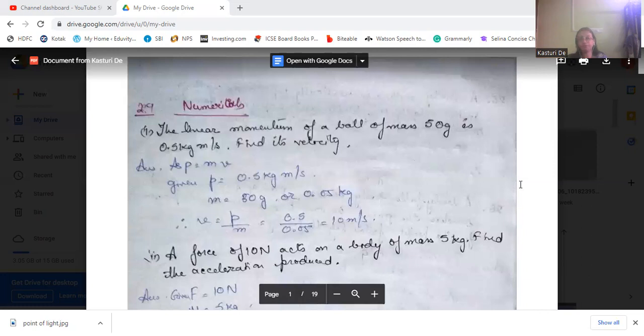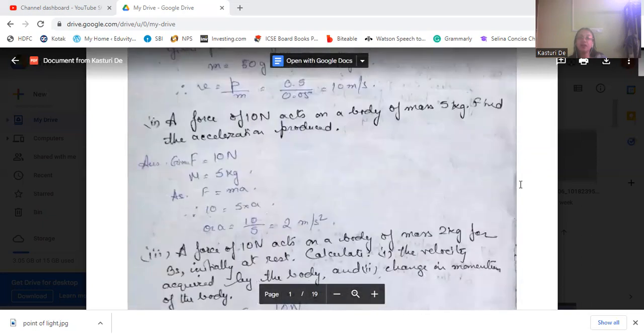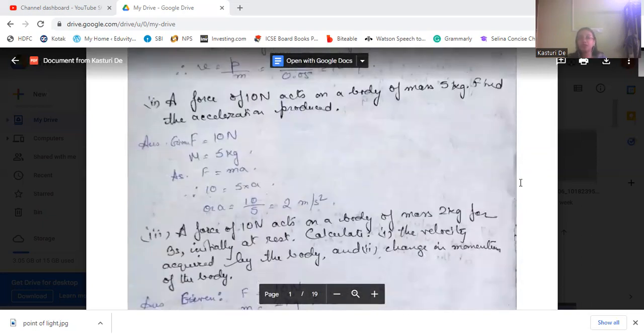Next is: a force of 10 Newton is acting on a body of mass 5 kg. Find the acceleration produced. For this, it's given that force is 10 Newton and mass is 5 kg. So we know force is equal to mass into acceleration. Mass is given, force is given, acceleration we need to find out. So from the formula F is equal to ma, a can be equal to F by m, and that is equal to 2 meter per second square.